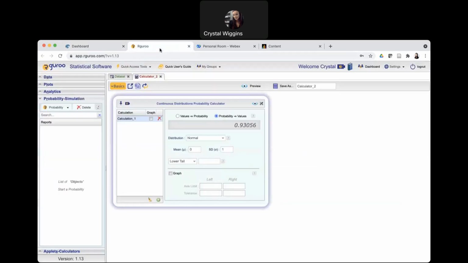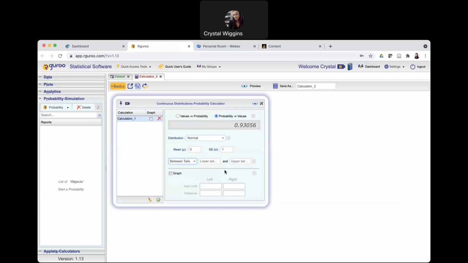So in our Rguroo, again, I am finding a value given a probability. I have my normal curve selected. I am still working in the z curve, or the standard normal curve, so I have a mean of 0 and a standard deviation of 1. This time they gave me an area between the tails. But what they asked me to enter is not the area between. So what do I have to put in these boxes?